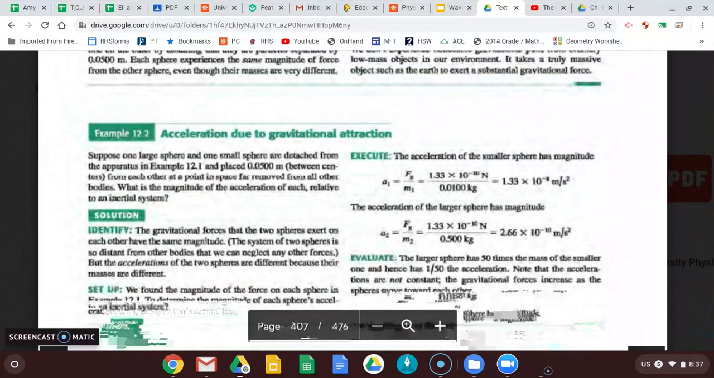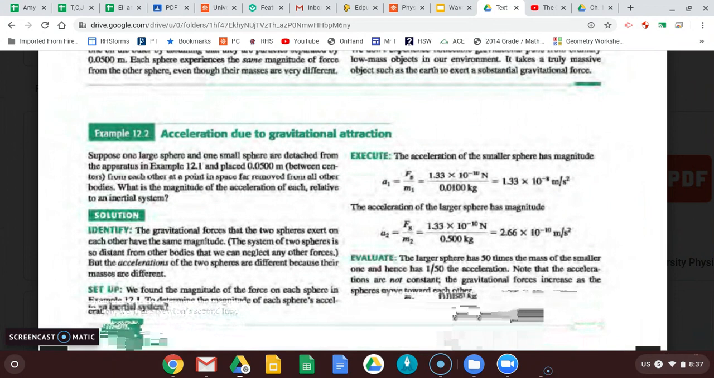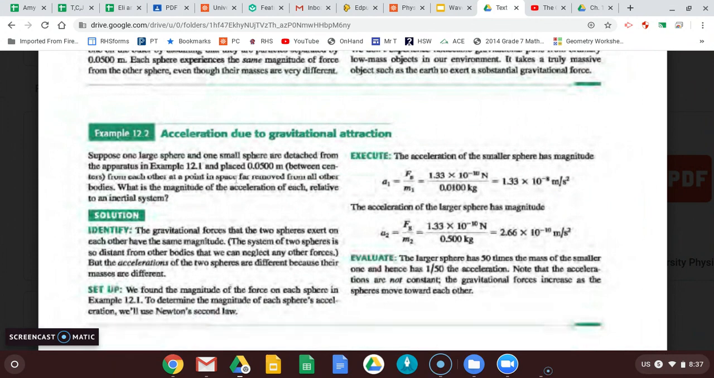Okay, so suppose one large sphere and one small sphere are detached from the apparatus in the prior example and placed 0.05 meters between centers from each other at a point in space far removed from all other bodies. The reason they're saying that is so no other forces of gravity have any significant effect on them. What is the magnitude of the acceleration of each relative to an inertial system? All inertial system means is their own closed system, those two masses with nothing else in mind.